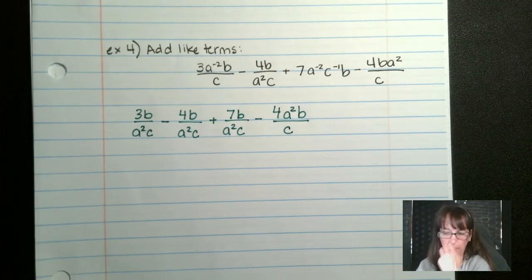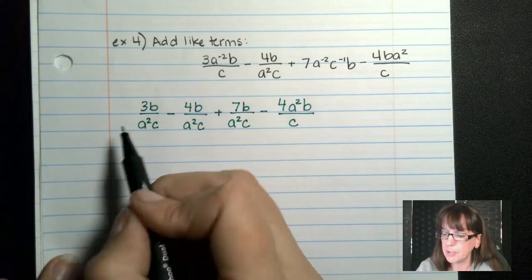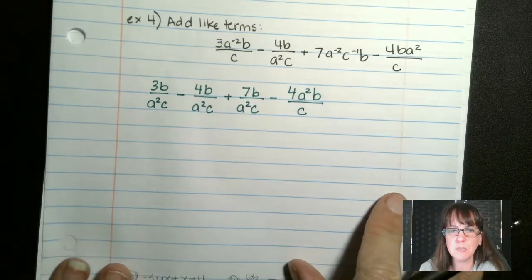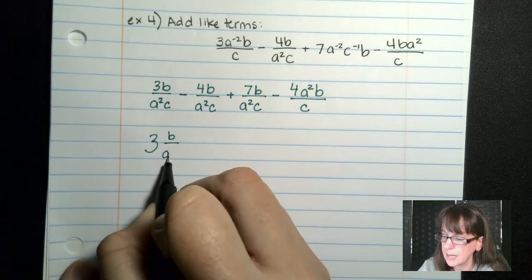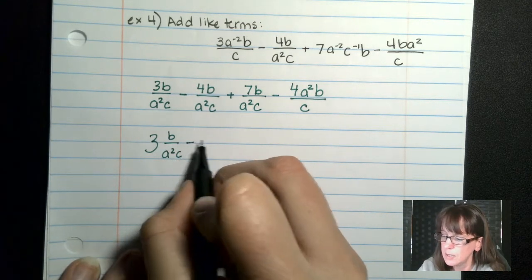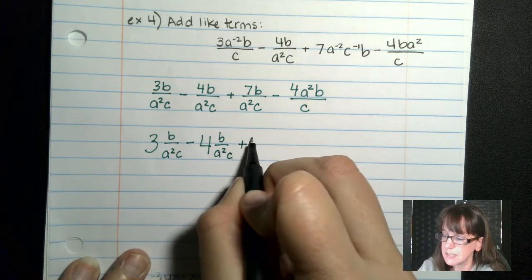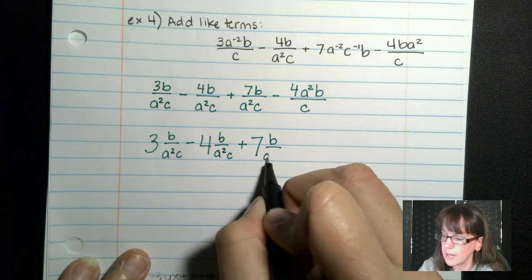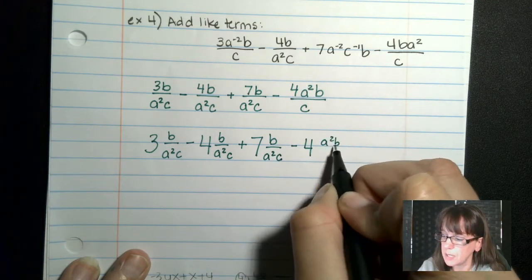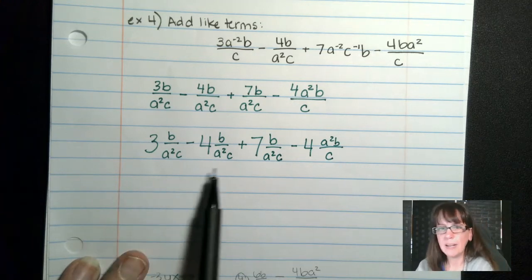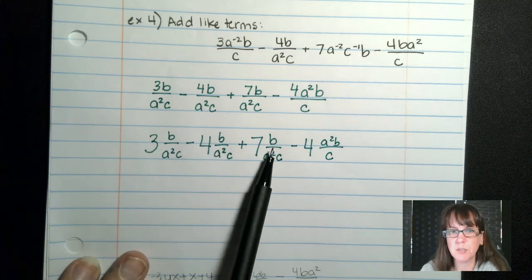Okay, so which of these are like terms? Well, if you take a look at these, it might be better if you see it, because if it's upstairs like this, it can be upstairs or it can be in front. If I wrote it like this, it might help you see it a little bit better. 3b over a squared c minus 4b over a squared c plus 7b over a squared c minus 4 a squared b over c. So if I write it like this, it means the exact same thing as this, but now you can identify these numbers a little bit better.